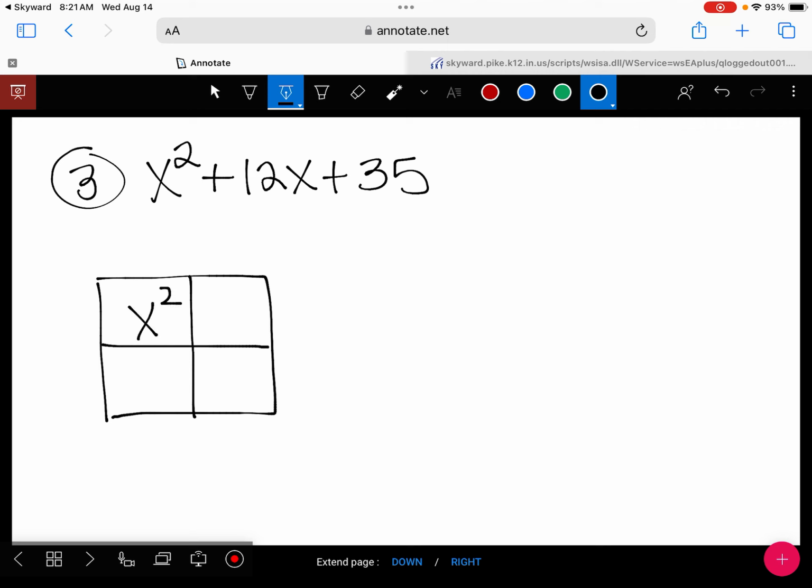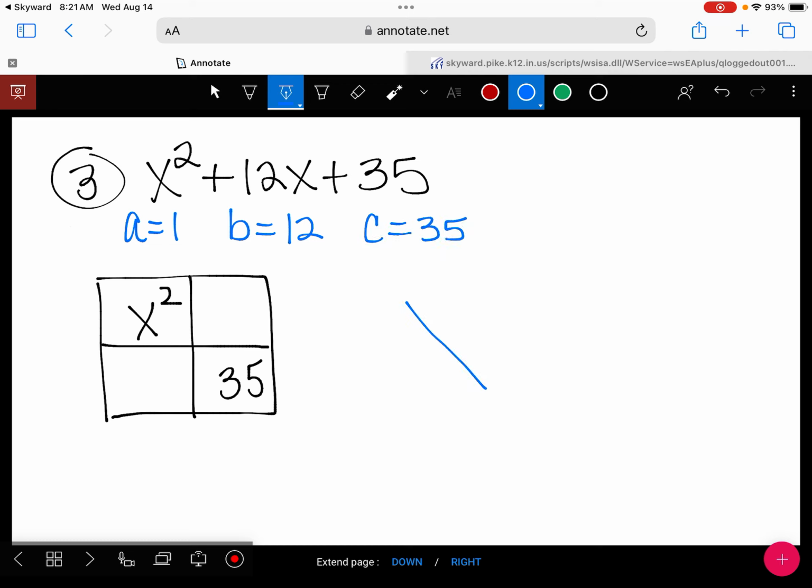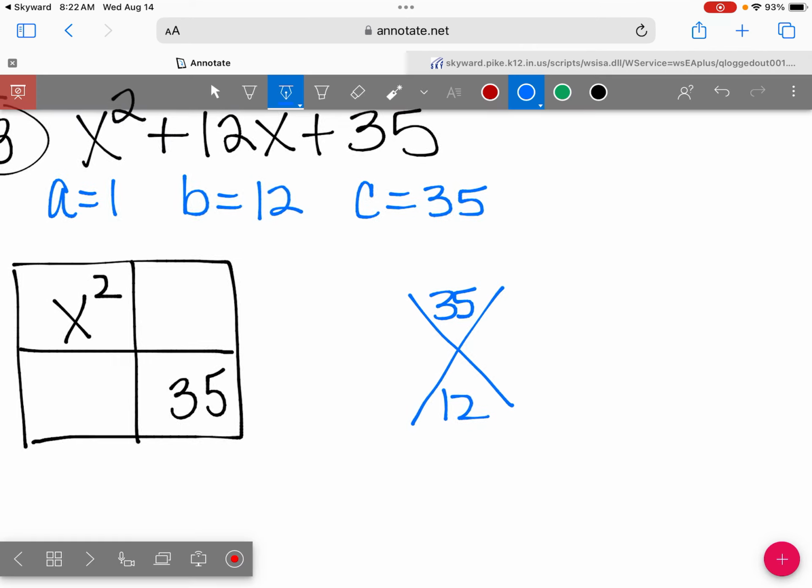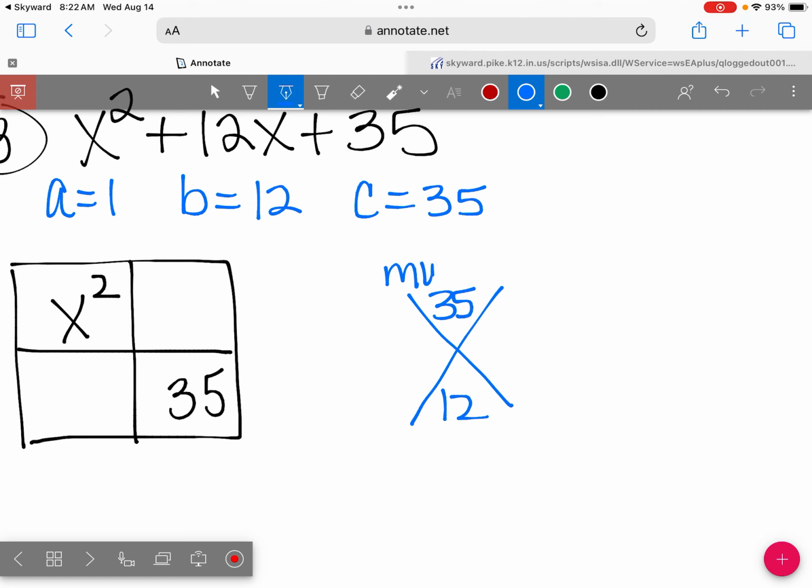X squared goes here. 35 goes here. So A is 1, B is 12, C is 35. So when you make your X, A times C is 1 times 35. 1 times 35 is 35. And B is 12. Don't say it out loud, but look at your multiplication chart.